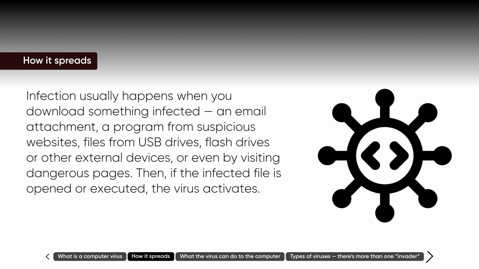How it spreads. Infection usually happens when you download something infected: an email attachment, a program from suspicious websites, files from USB drives, flash drives, or other external devices, or even by visiting dangerous pages. Then, if the infected file is opened or executed, the virus activates.